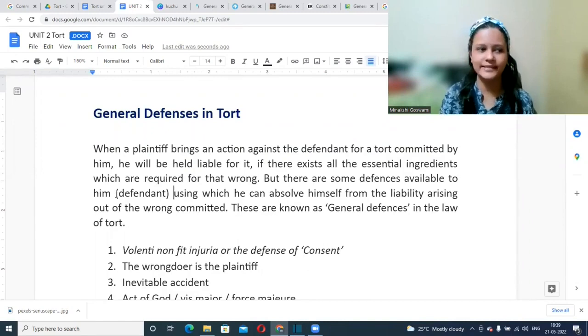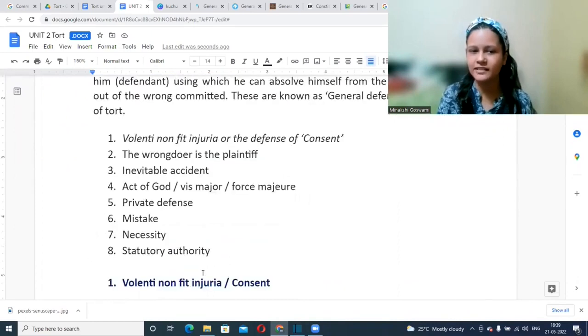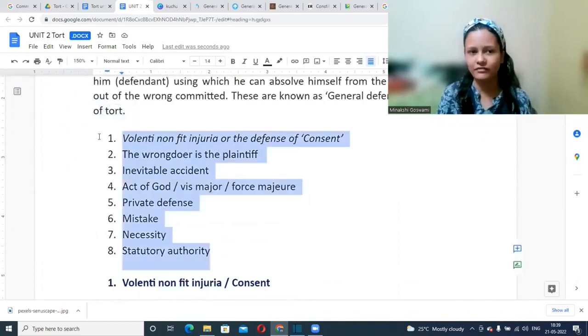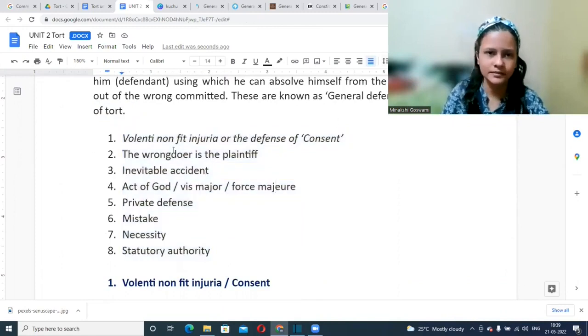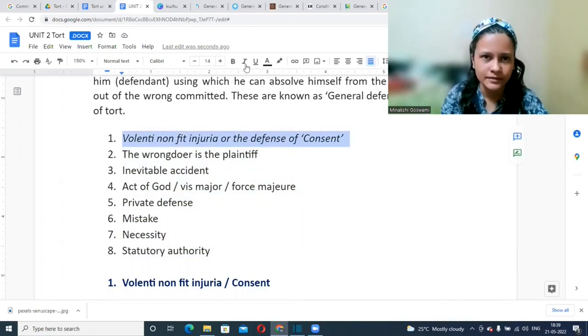These are present even in criminal law. In the IPC, you study general defenses in criminal law. They are slightly different as compared to torts, but in the IPC also you get general defenses, and in torts also you get general defenses. And what are these general defenses? These 8 defenses we have. Is it clear? Yes, ma'am.